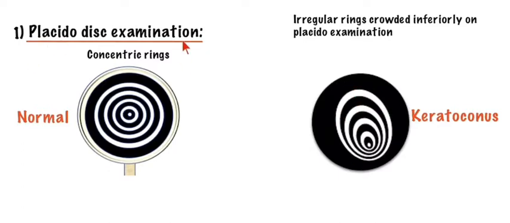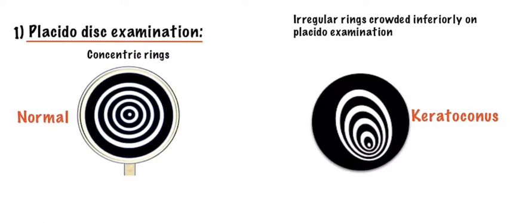So placido disc examination is done to see the topography, or to see how the anterior surface of the cornea is abnormal. A placido disc is nothing but a keratoscope, which is used to find out the abnormal curvature of the anterior surface of the eye, which is nothing but the cornea. So this is used normally to see if there is any abnormality in the anterior surface of the eye.